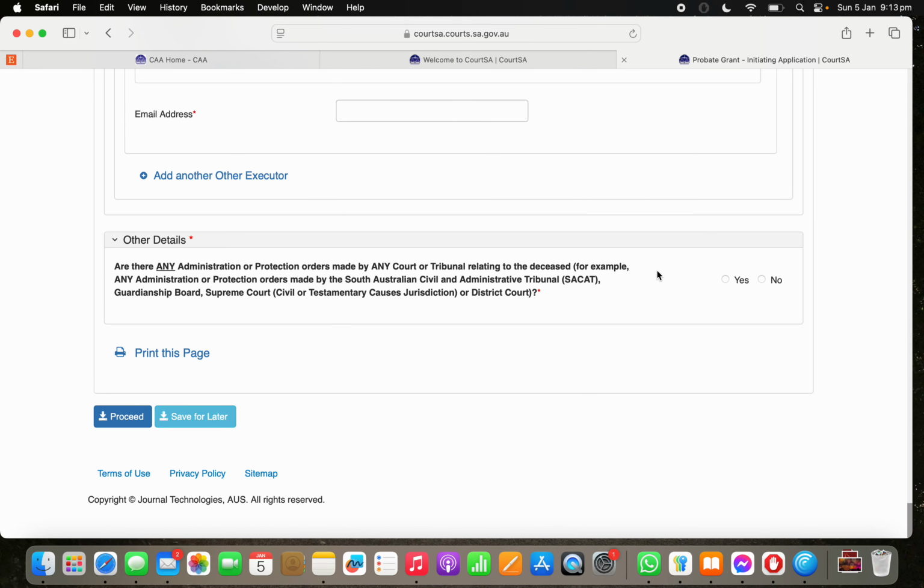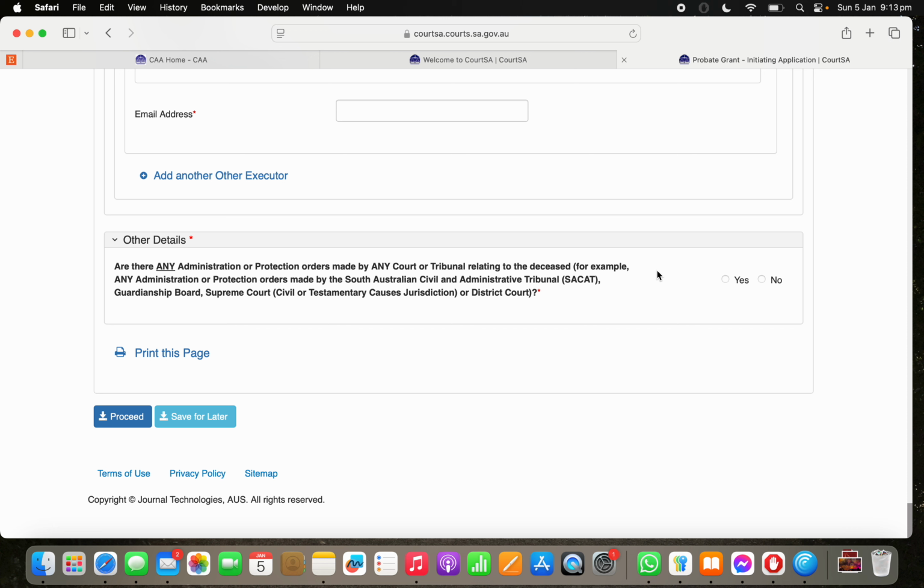Alrighty, so if we move on then to other details. Are there any administration or protection orders made by any court or tribunal relating to the deceased? This is talking about court orders or tribunal orders, and the tribunals are typically the South Australian Civil and Administrative Tribunal or the Guardianship Board.